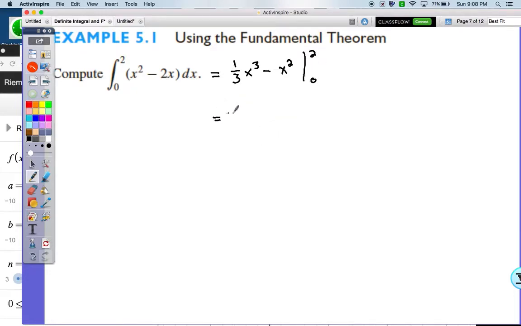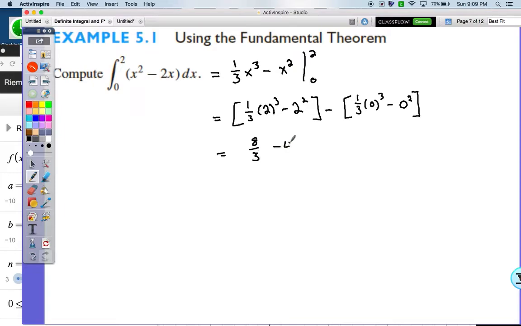Then we plug those in. The fundamental theorem of calculus says plug in the top one. So we have 1/3 times 2 raised to the 3rd power minus 2 squared, minus 1/3 times 0 to the 3rd power minus 0 squared. Then we do our work. 2 to the 3rd power is 8, so it gives me 8/3 minus 4, minus, and that turns into a whole bunch of 0.